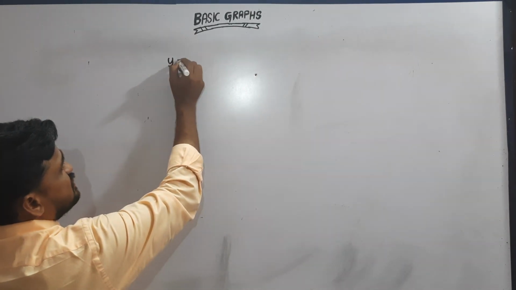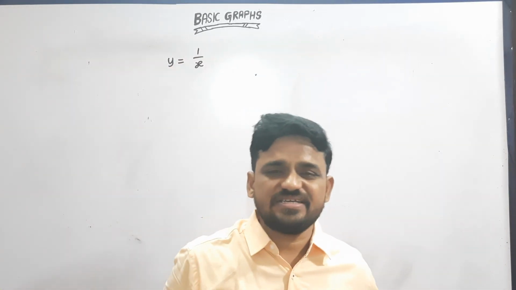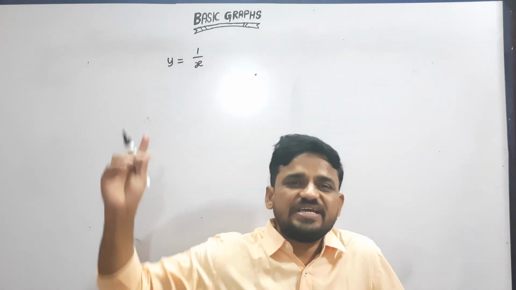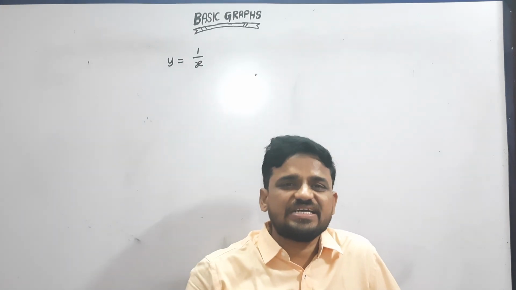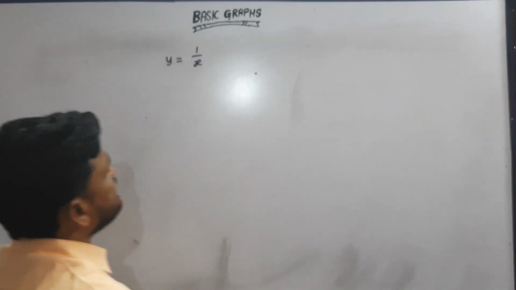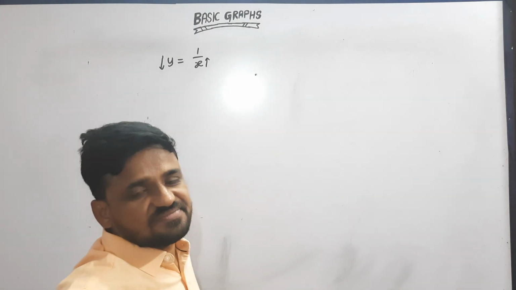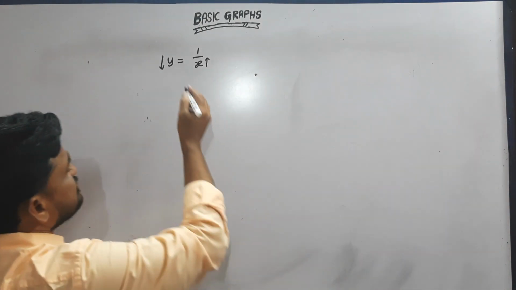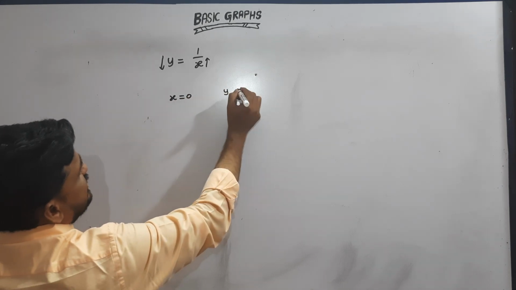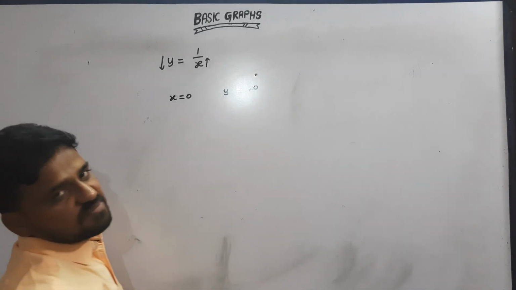If the relation between two quantities is like y equal to 1 by x, they are inversely related. Here x and y are inversely related. As x increases, y decreases. Put x equal to 0, y value is infinity.